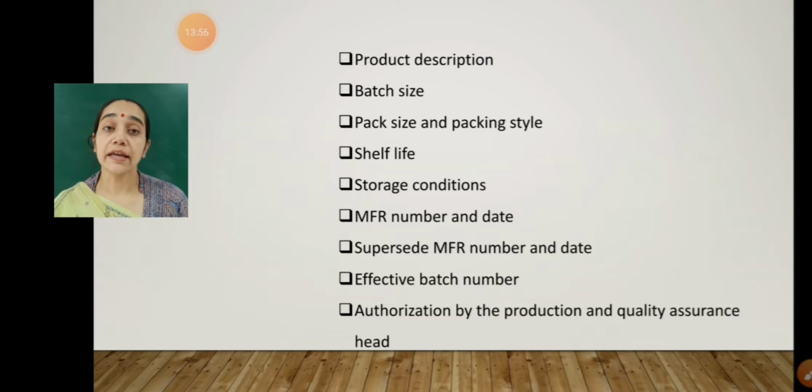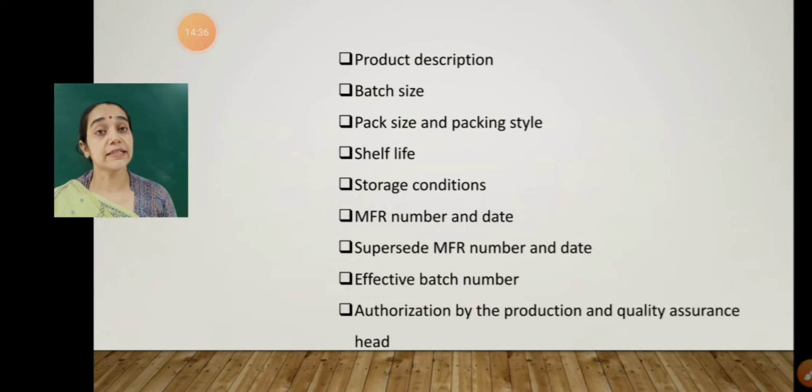Pack size means, for example, a packing of 2 tablets, a strip of 6 tablets, a strip of 15 tablets, or a strip of 10 tablets. Accordingly the pack size will be justified. And packing style means, if I am talking about tablets, they are packed into strip packs, or blister packs, or into bottles, which may be plastic bottles or glass bottles. So the pack size as well as the packing style will be specified over here.